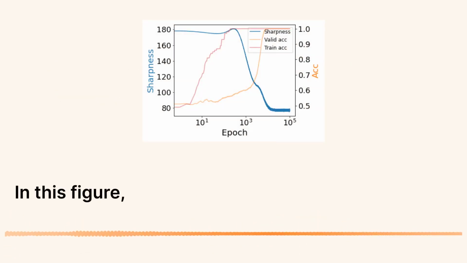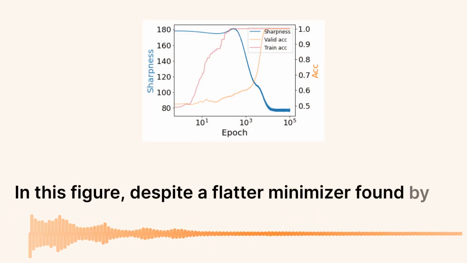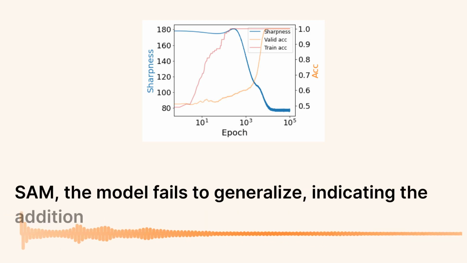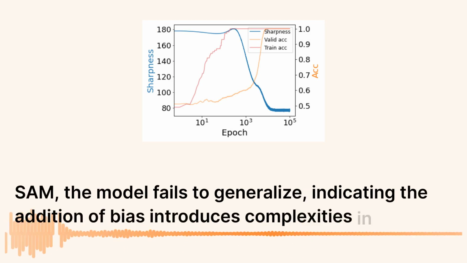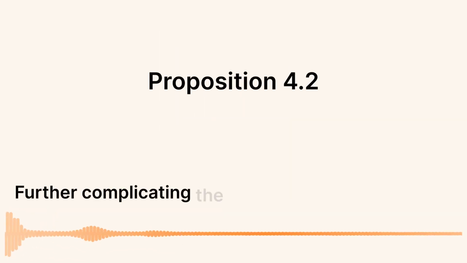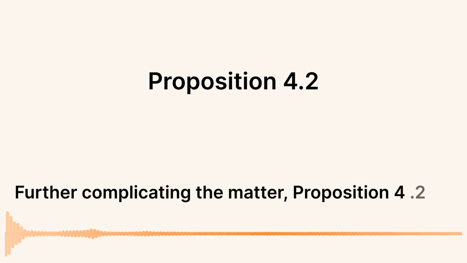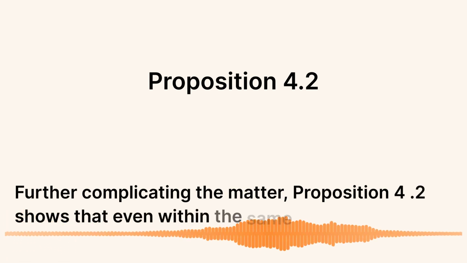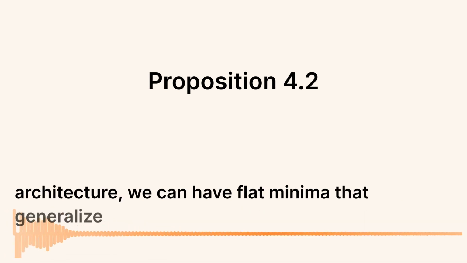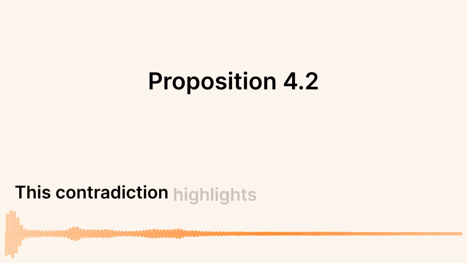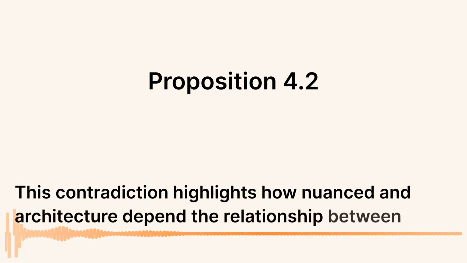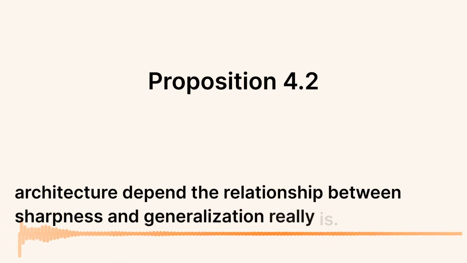In this figure, despite a flatter minimizer found by SAM, the model fails to generalize, indicating the addition of bias introduces complexities in the generalization-sharpness relationship. Further complicating the matter, Proposition 4.2 shows that even within the same biased model architecture, we can have flat minima that generalize well. This contradiction highlights how nuanced and architecture-dependent the relationship between sharpness and generalization really is.